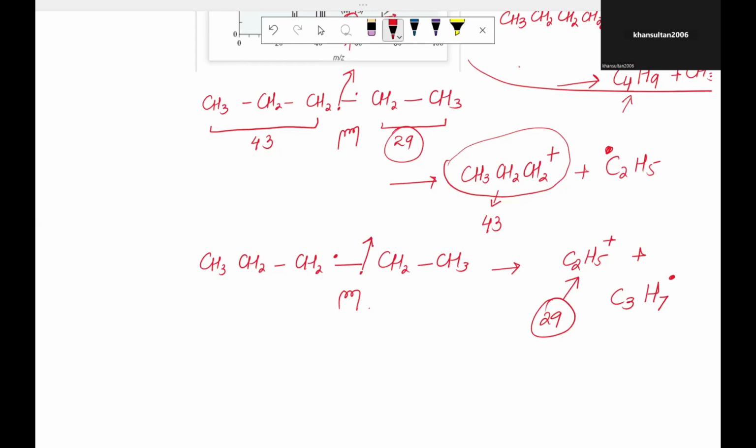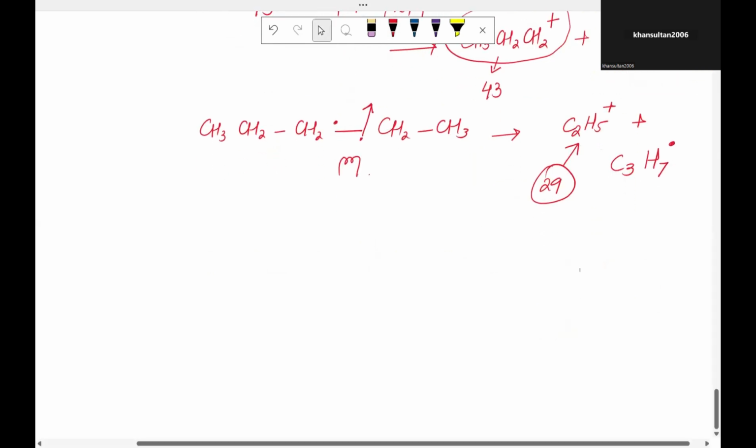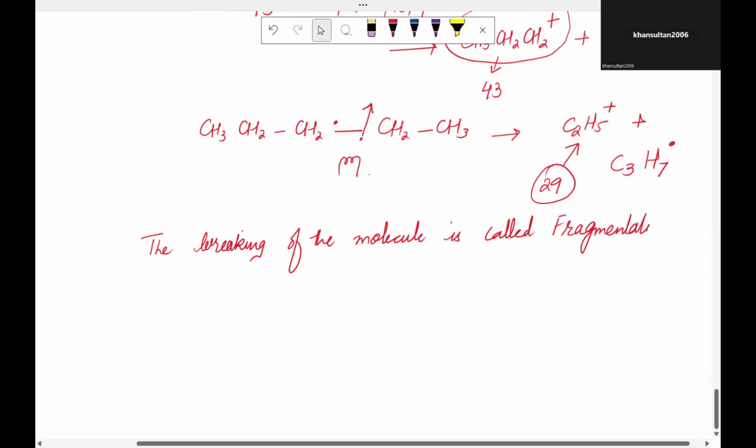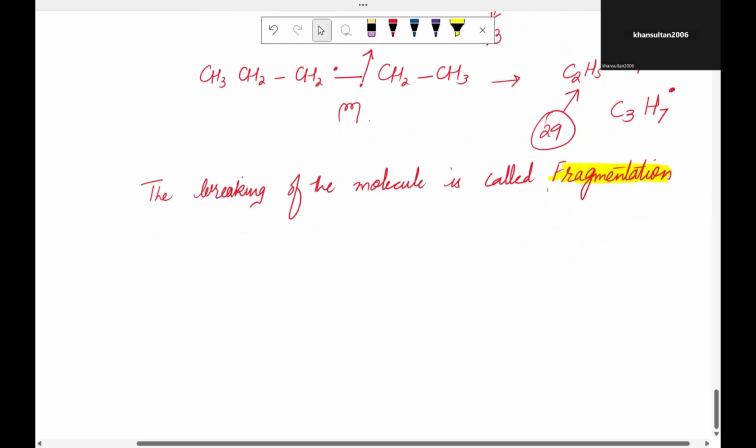Okay, so let's move further. There is an important term that I'm going to tell you: the breaking of the molecule is called fragmentation. Write it down.